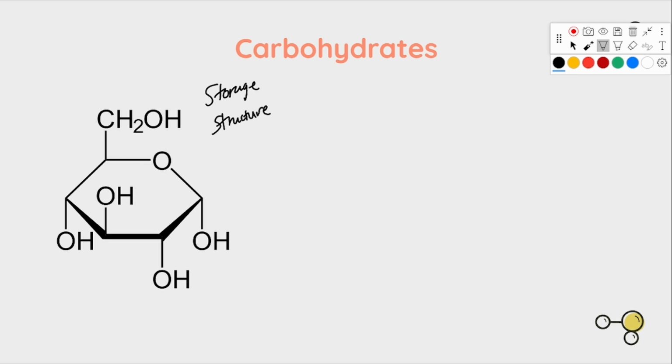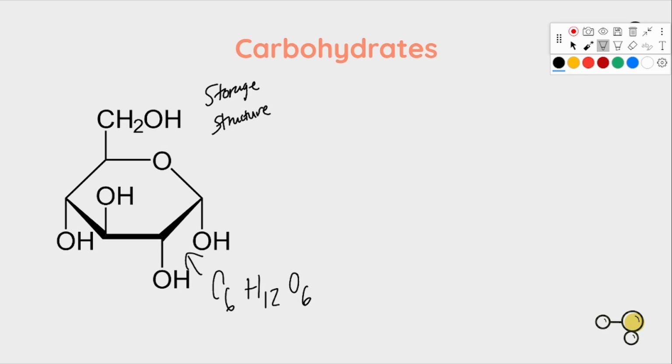Carbohydrates consist of monosaccharides, or simple sugars, which typically contain a carbon to hydrogen to oxygen atom ratio of 1 to 2 to 1. An example of this is glucose, which has 6 carbon atoms, 12 hydrogen atoms, and 6 oxygen atoms, as we can see here. And that follows the 1 to 2 to 1 ratio.